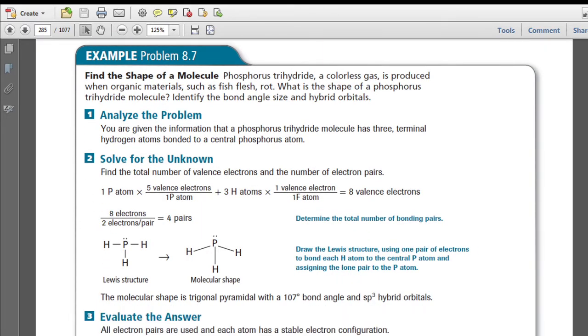Phosphorus trihydride, a colorless gas, is produced when organic materials such as fish flesh rot. What is the shape of the phosphorus trihydride molecule? Let's identify the bond angle and size of the hybrid orbital.